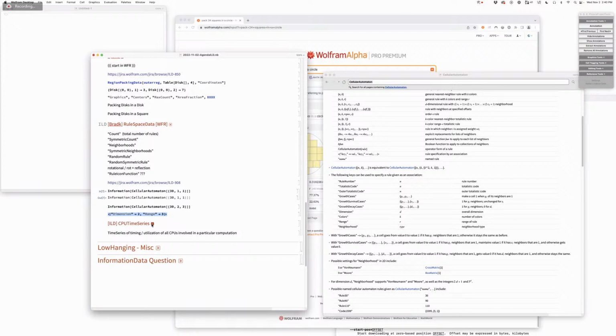Time series of timing utilization of all CPUs involved in a particular computation. What the heck is that? I think the idea would be you'd get something like a performance readout for an evaluation. So rather than timing or memory used, you would get a second by second breakdown of CPU usage, like your task manager on the system. I think this is crazy. Yeah, by default, on modern Macs the OS won't even let us get this information. So let's throw this out. This is irrelevant.